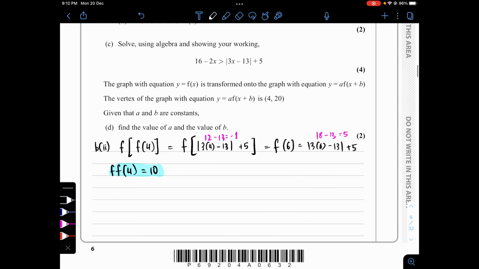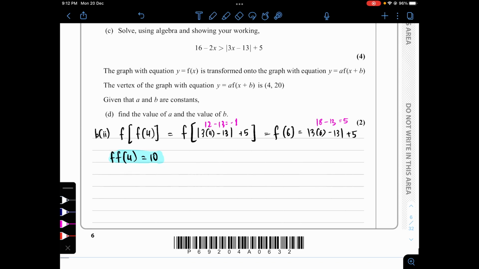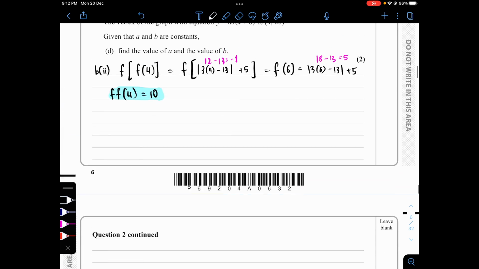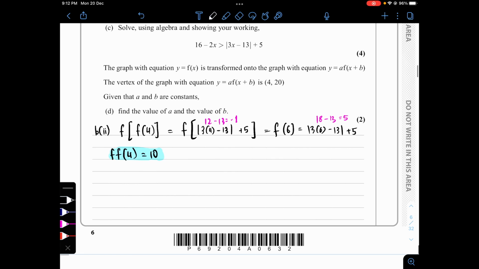Part C is: solve using algebra, showing your working, for this inequality: 16 minus 2x is greater than the absolute value of 3x minus 13, plus 5. That's pretty simple, so I'm just going to do it here. So C. We can solve it in two ways.